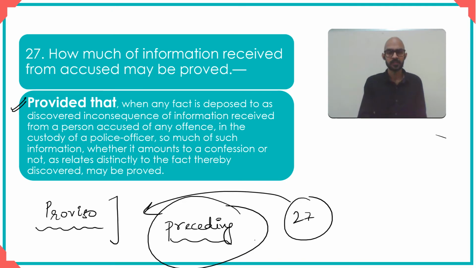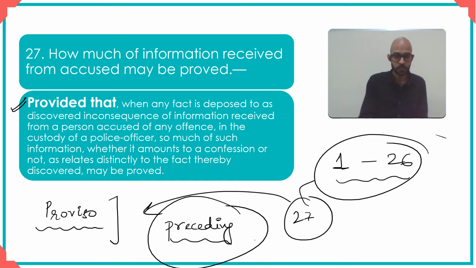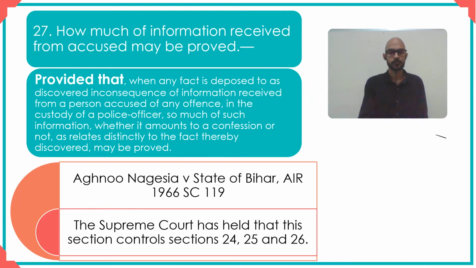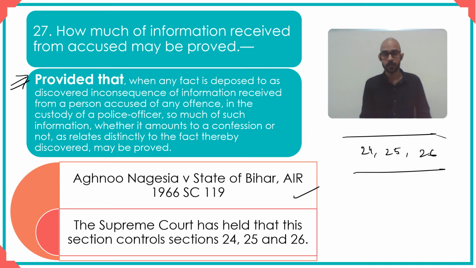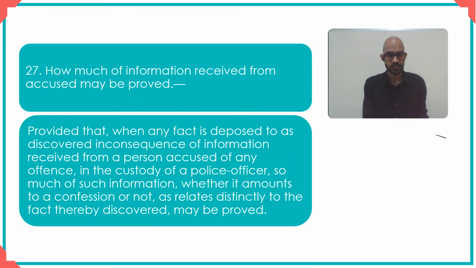What are preceding section 27? Well, you have the sections from 1 to 26. So what does section 27 apply to? In the leading case of Agnu Nagesha versus the State of Bihar, the Supreme Court has said that section 27 operates as a proviso to sections 24, 25 and 26. Okay, so 27 controls what has been said in 24, 25 and 26. Therefore, you see it's very important for you to go ahead and read 24, 25 and 26 before you delve deeper into this lesson. Now let us read section 27.